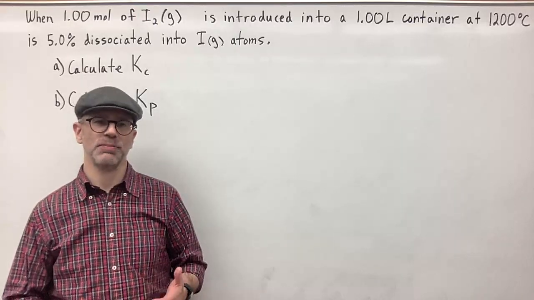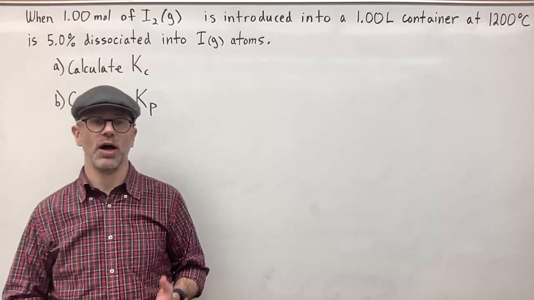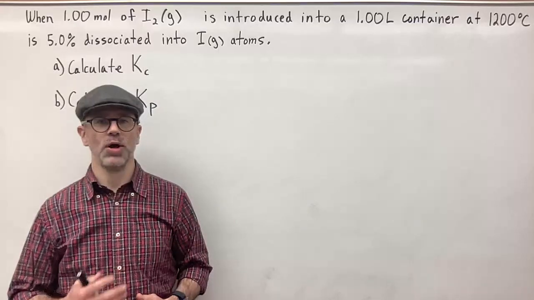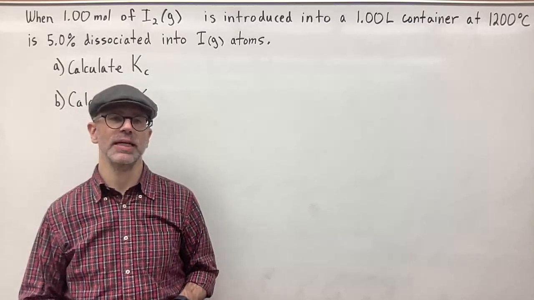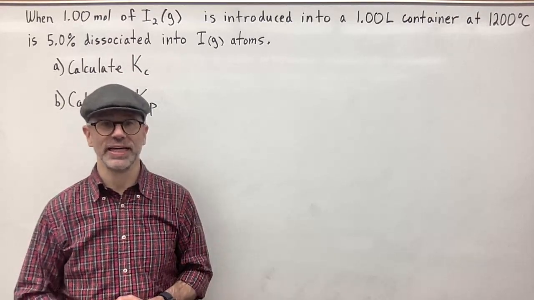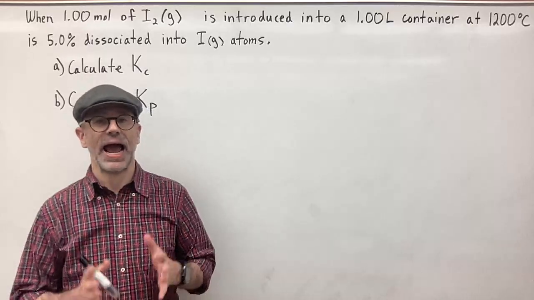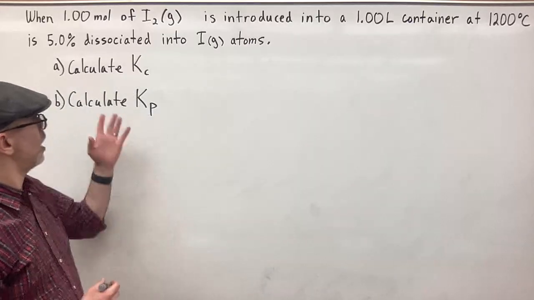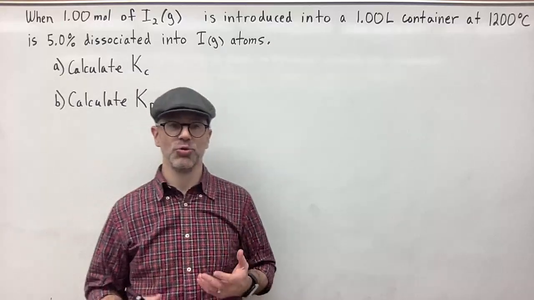Okay, so here's the problem. When 1.00 moles of I2 gas is introduced into a 1.00 liter container at 1200 degrees Celsius, it is 5% dissociated into I gas, or gaseous iodine atoms. Then they're asking us to calculate the Kc and the Kp values for this situation.